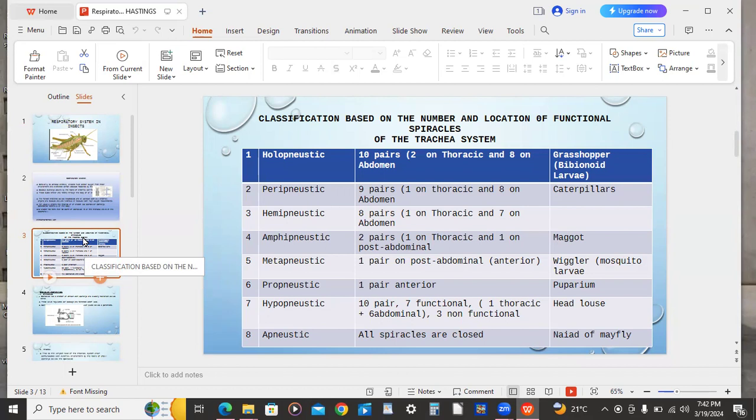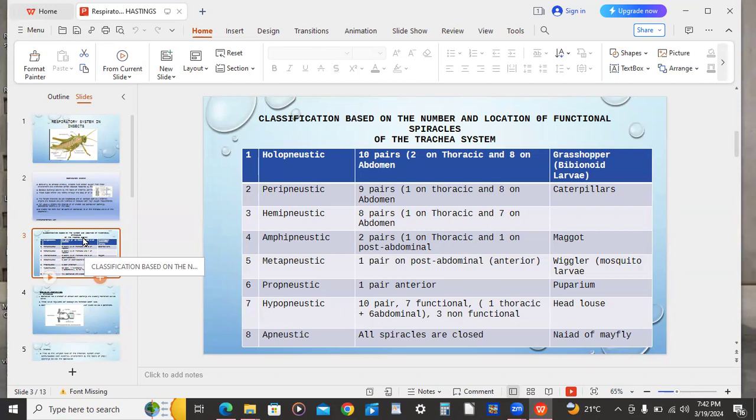tracheal system. The first one, we have the holopneustic, which has 10 pairs of functional spiracles. Two are located on the thorax, and the 8 are positioned on the abdomen of an insect. The example that I can give in this case is the bibionoid larvae, which is the young grasshopper.